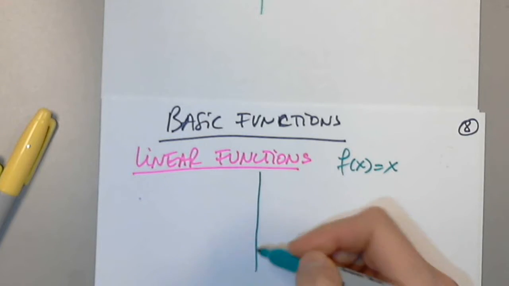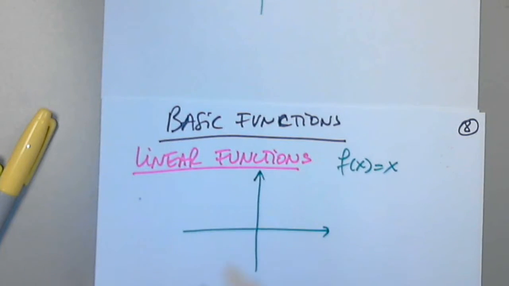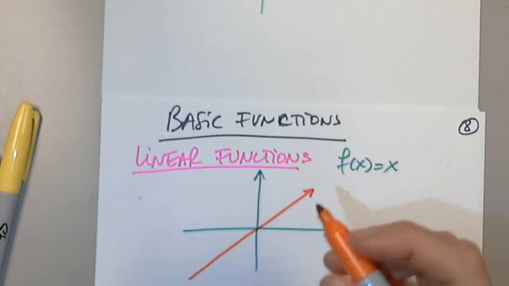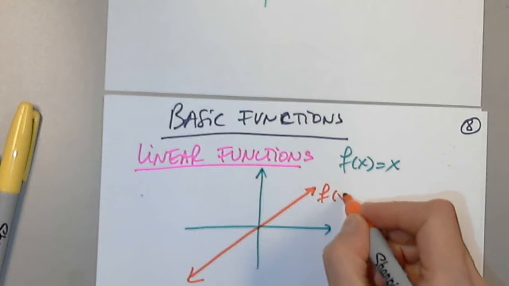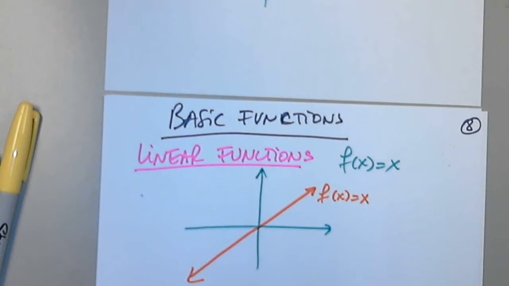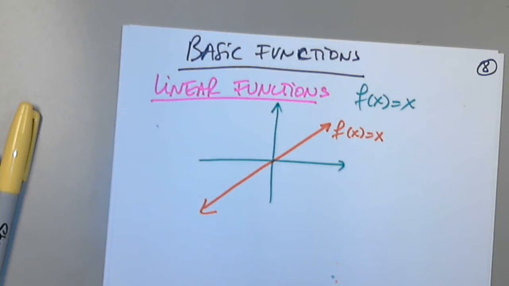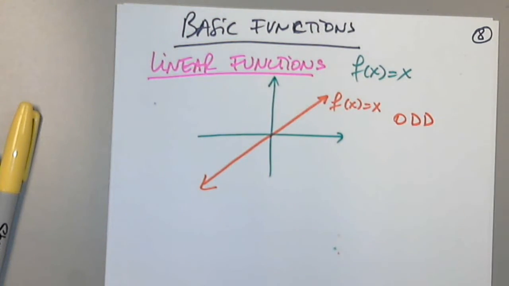Everything else is more sophisticated. And here's the graph. If you remember, it bisects the first and the third quadrants. So this is the line f of x equals x. Is this function symmetric, which means odd or even? Is it symmetric with respect to the y-axis by any chance, or is it symmetric with respect to the origin? Yes, very good. So this function is indeed odd. Perfect. Symmetric with respect to the origin.